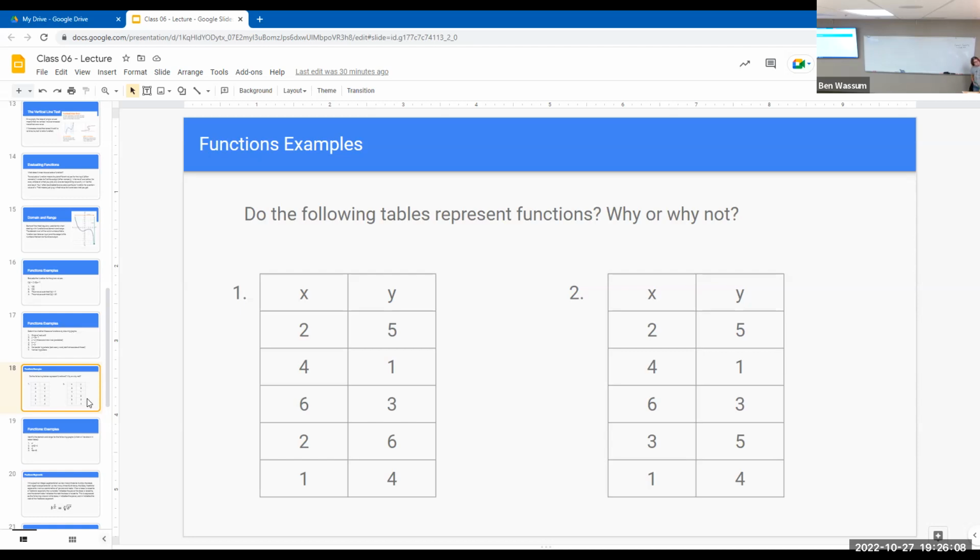Now, number two, we have a bunch of numbers ranging from 1 to 6. And if we look at the y's, we do have a 5 twice. Is that okay? It is okay, because those are separate inputs. All of those inputs are different. Each one has an output, just one output.